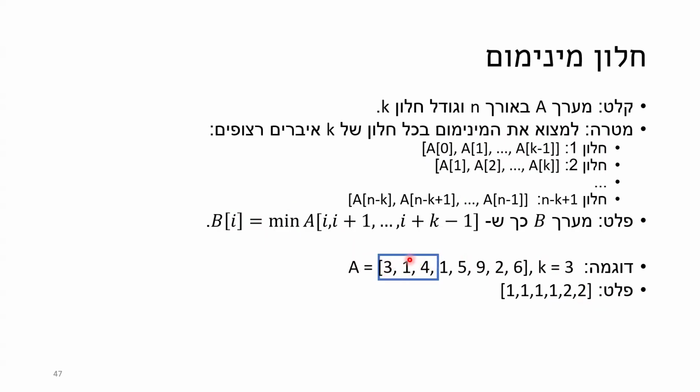And then we slide the window, and we still have 1. Still, the minimum is 1. Still, the minimum is 1. The minimum of this window now is 2, and also for this window, it is 2.